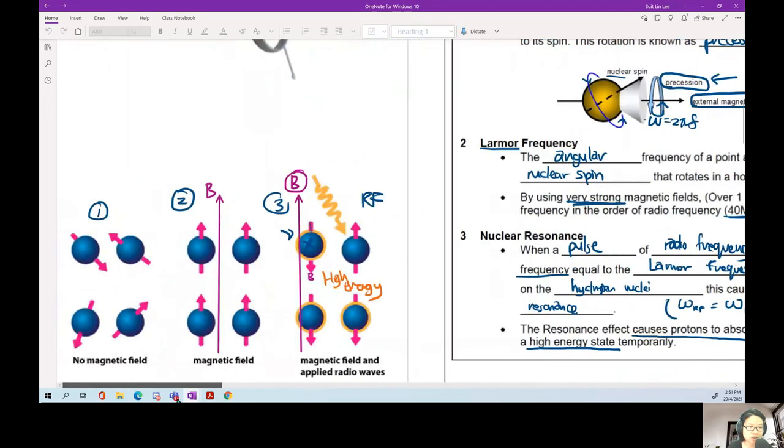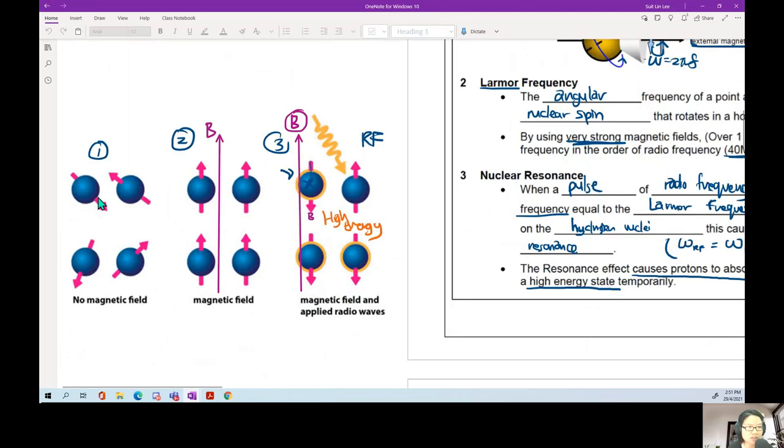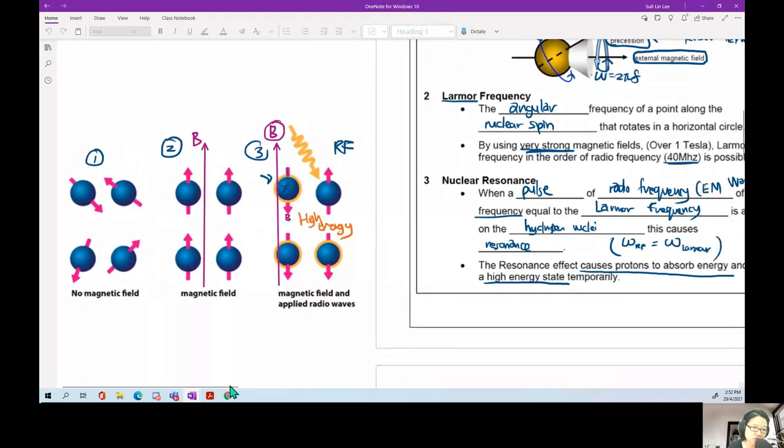Okay? So this is when there's no magnetic field. They spin however they want to spin. This is with a magnetic field. We make them spin in one direction. And if we send radio frequency, this orange one is radio frequency, I send this to this one. This one will flip into higher energy. Higher energy is antiparallel to B. Okay, so will you stay high forever? No.